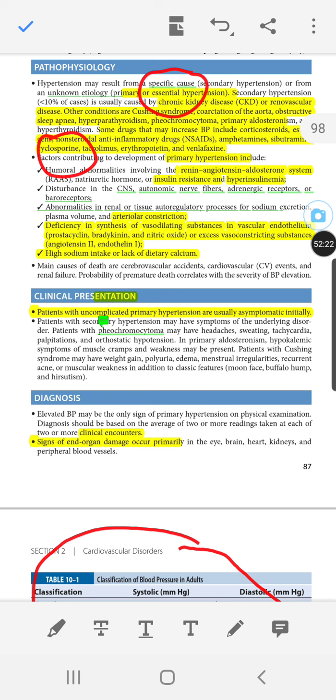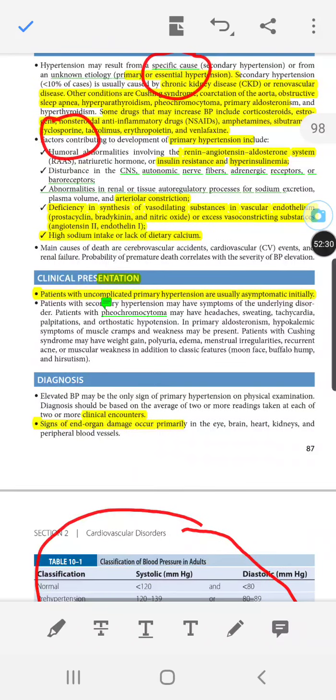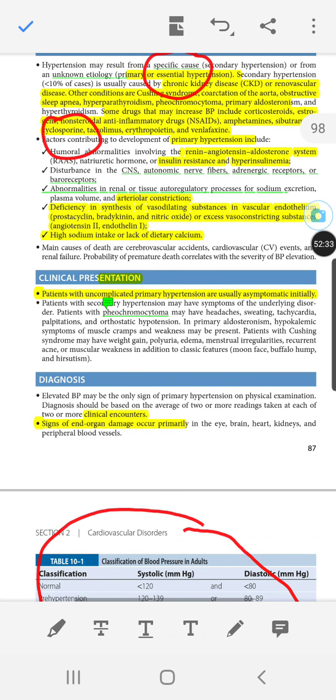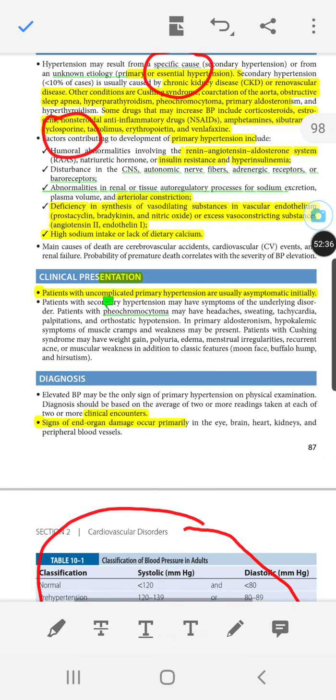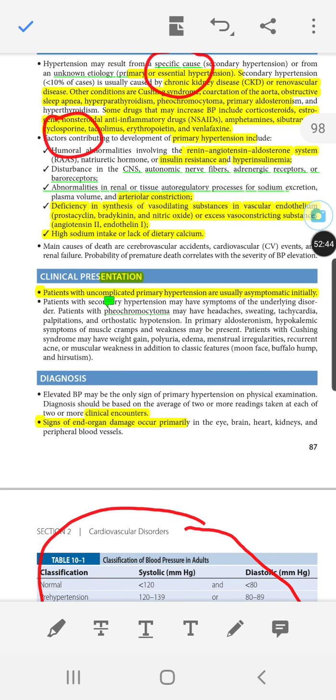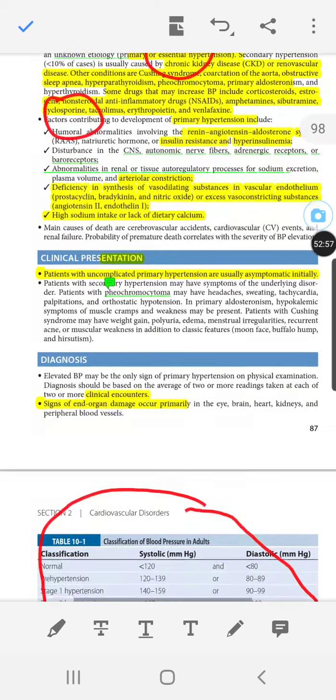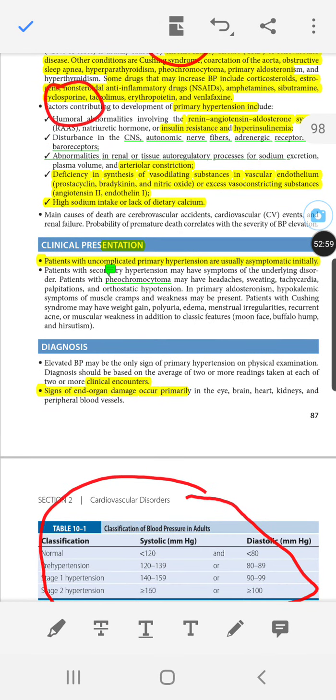And the primary hypertension is one whose cause or etiology is unknown, like maybe the RAS is responsible for the hypertension, disturbance in the CNS, disturbance in the ANS, abnormalities in the renal or tissue autoregulatory process for the vasoconstrictors and the vasodilators, deficiency in releasing of the vasodilating substances, and a problem in vasoconstricting substances, and if you are taking high content of sodium and less content of calcium. So these are the primary hypertension causes.